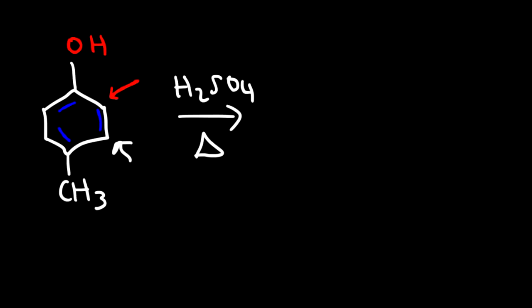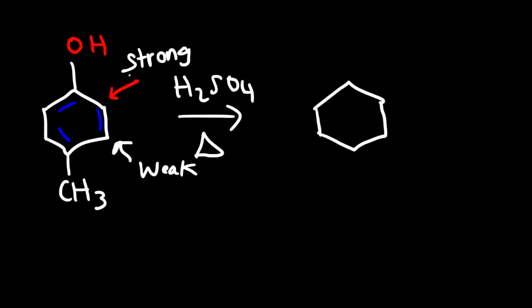So it wants basically this group to go in the ortho position. And so these two groups, they're competing with each other. They want the incoming electrophile to go in different locations. So which one is going to win? This is when you need to know what type of groups you're dealing with. The OH group is a strong activator, whereas the methyl group is weakly activating. So when something strong goes against something that's weak, the stuff that's strong is going to win. Therefore, we're going to add the electrophile to this position.